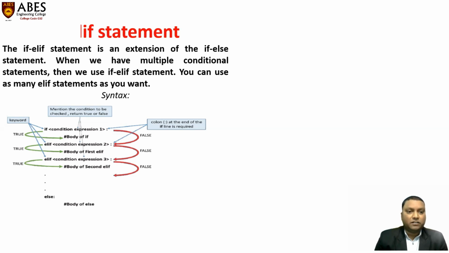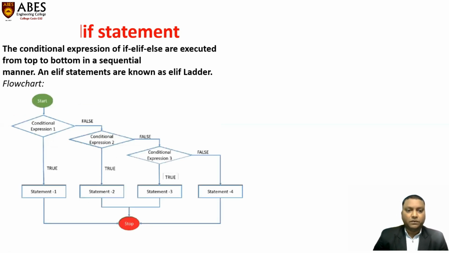So this is the syntax of if elif statement. You have to write if, condition expression, and a colon at the end of the line is required. Then the body of if. If the particular if condition is false, then we will check another condition with the keyword elif and we will evaluate the condition. If the condition is true, then it will execute the first elif. If the condition is false, then it will check another elif, and similarly it can check a lot of elif conditions. So this is the flow chart.